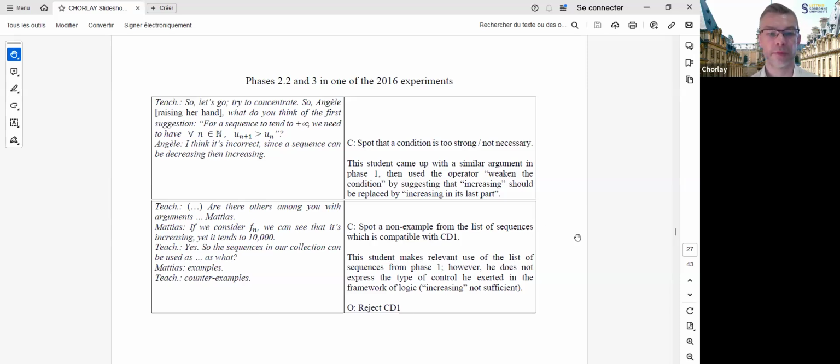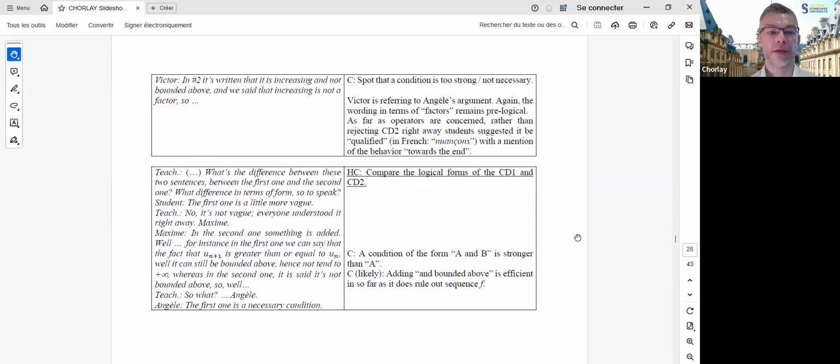This is what we expected. So Victor, number 2, it's written that it's increasing and not bounded above, and we said that increasing is not a factor. Here the students do not use precise or correct logical connectors. He says factor, and we were expecting something like necessary condition or sufficient condition, but okay. Usually it's up to the teacher to ask for logical reformulation when students say it's a factor, it plays a part, when students say when instead of implies, etc.